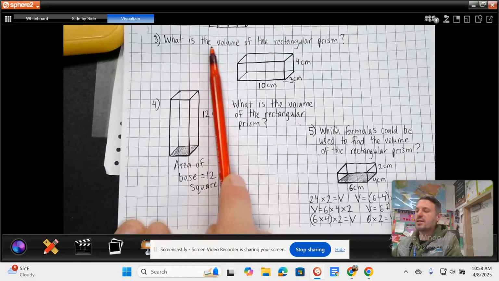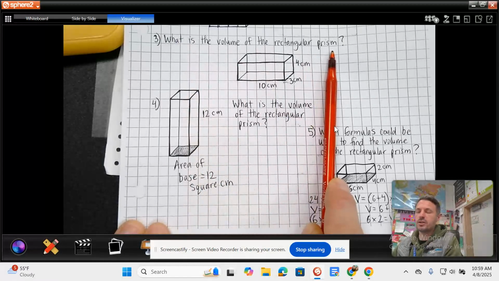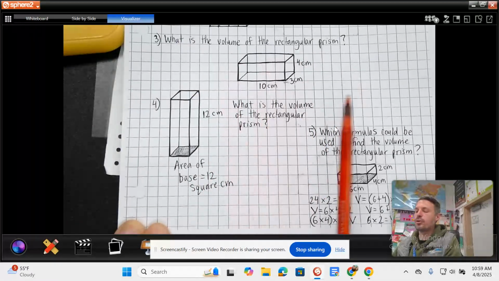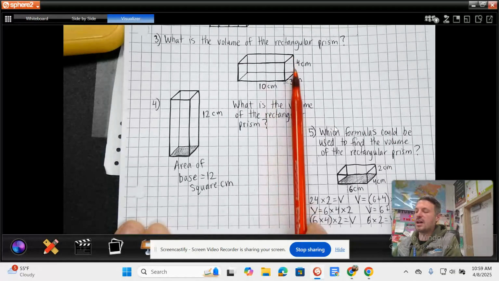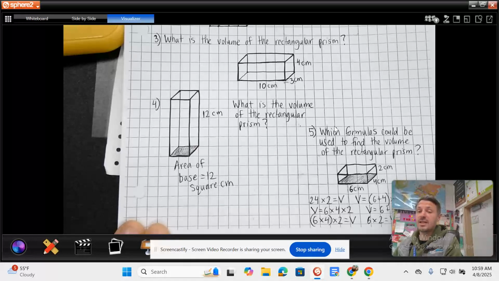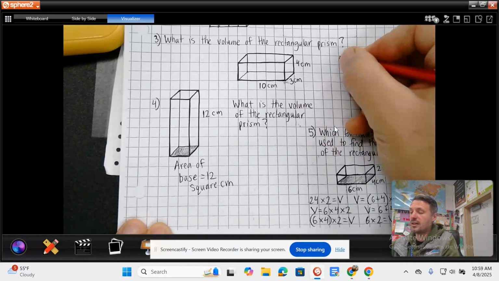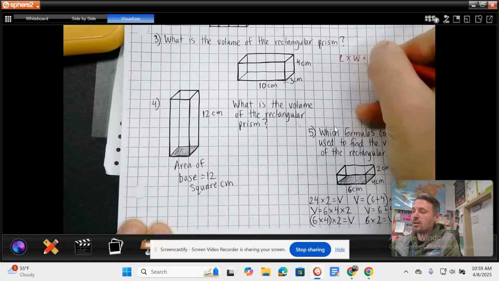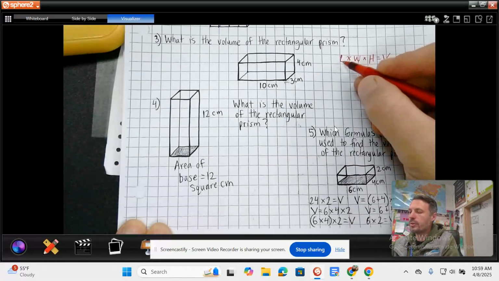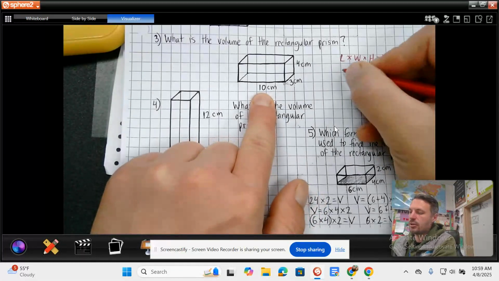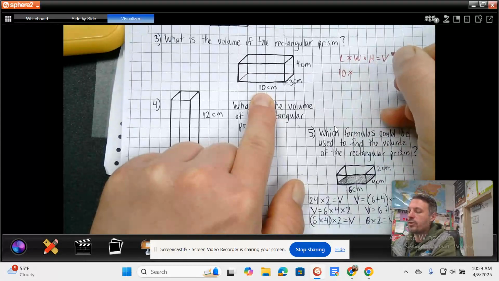Number 3, what is the volume of the rectangular prism? So this one, instead of separating it into cubic units, just gives us the length, the width, and the height in the units of centimeters. So again, length times width times height equals volume. Here we have the length, it's 10 centimeters, so we write 10 for the length.